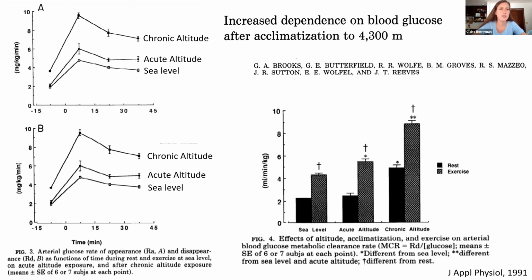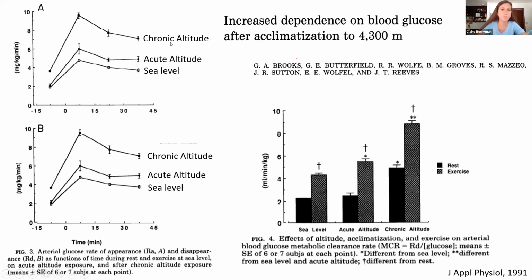In the panel on the left, panel A, we have rate of appearance of glucose in the blood, and in panel B, rate of disappearance of glucose from the blood. I've labeled the glucose kinetics at sea level, acute altitude, and chronic altitude. Of greatest interest is chronic high altitude, where the rate of appearance of glucose in the blood is almost double that at sea level, and that increases during exercise and is significantly higher during chronic high altitude.